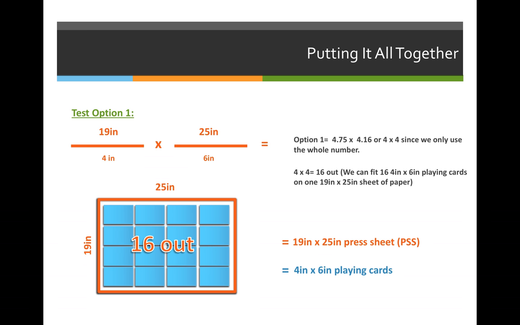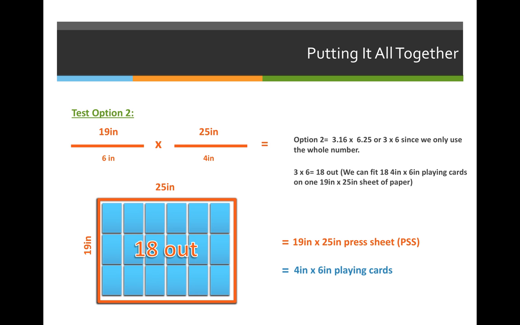But we always try to rotate the item 90 degrees and see if we can fit more items on a press sheet. So option 2, I took the same press sheet of 19 by 25, but this time I switched the values and divided it by 6 by 4 instead of 4 by 6 so that I could rotate the item and see if I could get a couple more playing cards on the press sheet. 19 divided by 6 came out to 3.16, and 25 divided by 4 came out to 6.25. I don't care about the decimals, so I'll take the whole numbers, 3 and 6, and multiply them. In this option, it allows me to fit 18 playing cards on my press sheet. So we are going to print this 18 out.